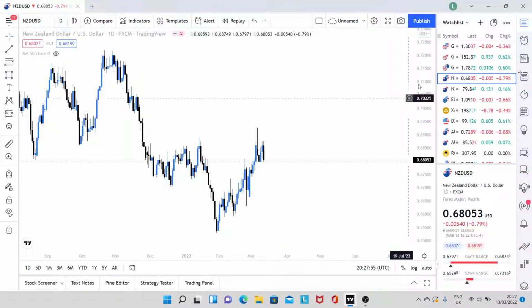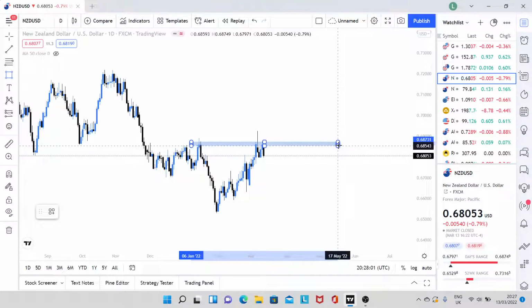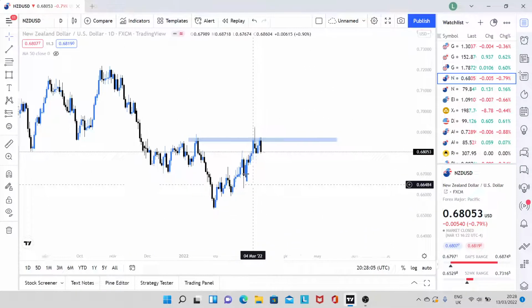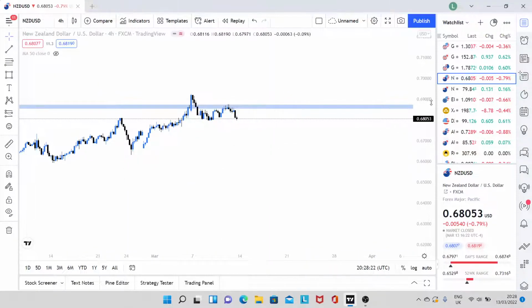NZDUSD. As you can see, looking on the daily time frame, we've got a nice couple of swing highs here, like that. I don't really see anything worth having anymore. Maybe you could draw a zone here, maybe you could draw support here. On the daily, it doesn't look that great. So we're going to drop down to the 4 hour and see what's happening on the 4 hour.